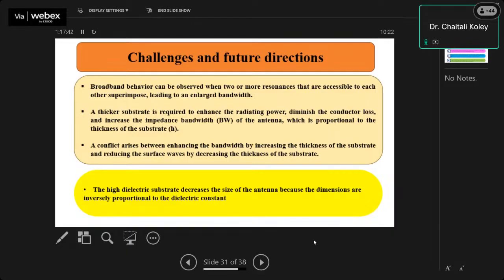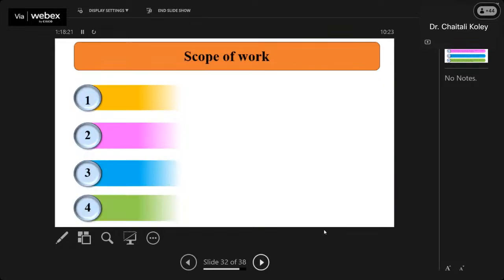But the conflict is that if we increase the bandwidth by increasing the thickness of the substrate, then we also have to reduce the surface waves, which requires decreasing the thickness. If we increase the substrate thickness, we automatically increase the surface wave. So we have to compromise in between. A high dielectric constant substrate decreases the size of the antenna because the dimensions are inversely proportional to the dielectric constant.